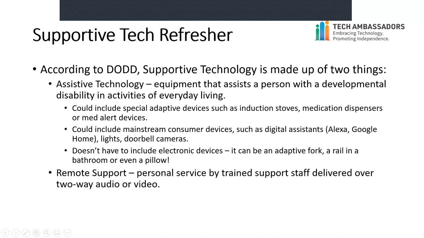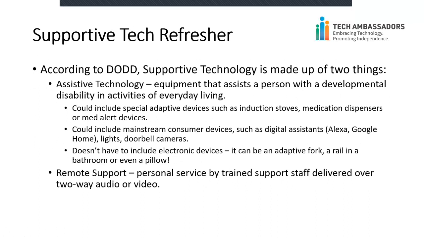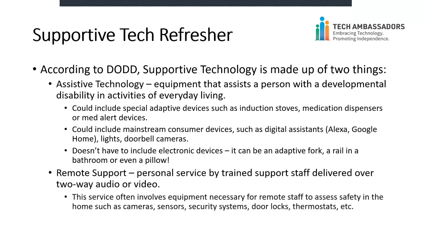And then the other half of supportive technology is remote support. This is support that's given to folks with developmental disabilities by trained staff, but it's delivered remotely. It's delivered over two-way audio or video, usually video. Folks in this remote location can help out a person who may be by themselves with lots of different things that a person who's in their home could help them with. But it often does involve some of the equipment and devices that we mentioned in the assistive technology list.